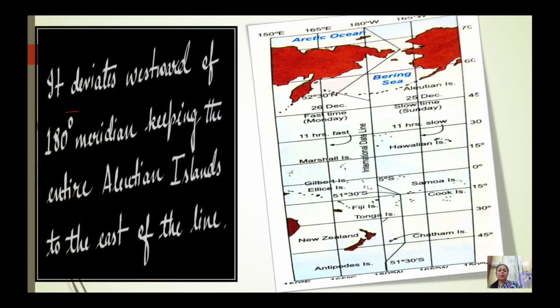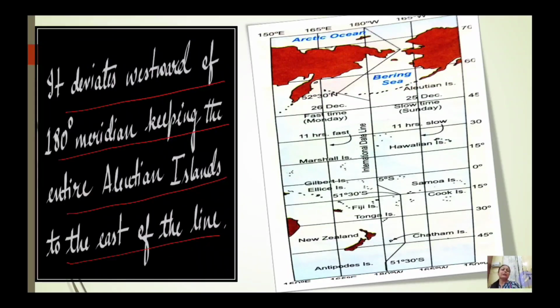Then it also deviates westward of 180 degree, keeping the Aleutian Islands to the east of the line. So students, if you look for the Aleutian Islands, you can see all the Aleutian Islands have been kept on this side of the line, so that they can follow only one date. If the line were drawn straight, then a few islands, part of the Aleutian Islands, would have a different date and the others would have a different date. So to keep uniformity in date, this line has been curved so that all the islands can remain on one side of the line.